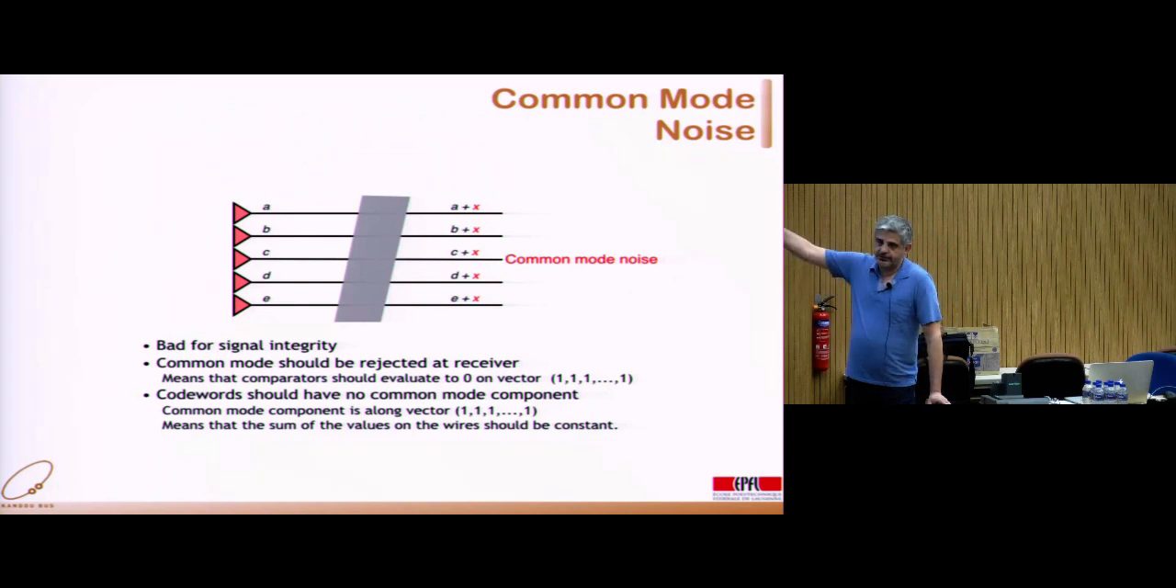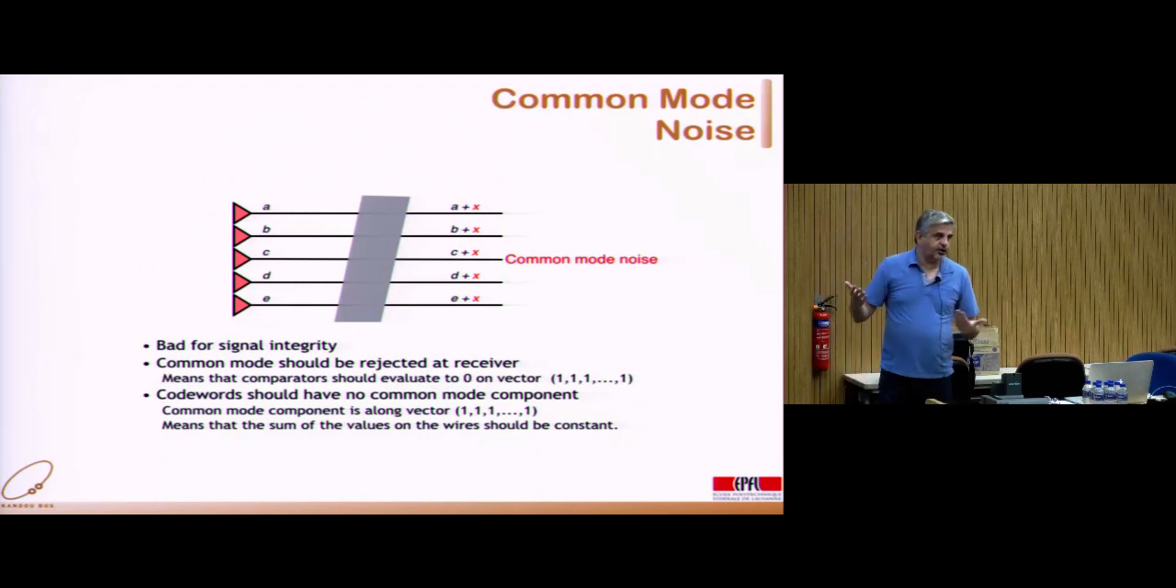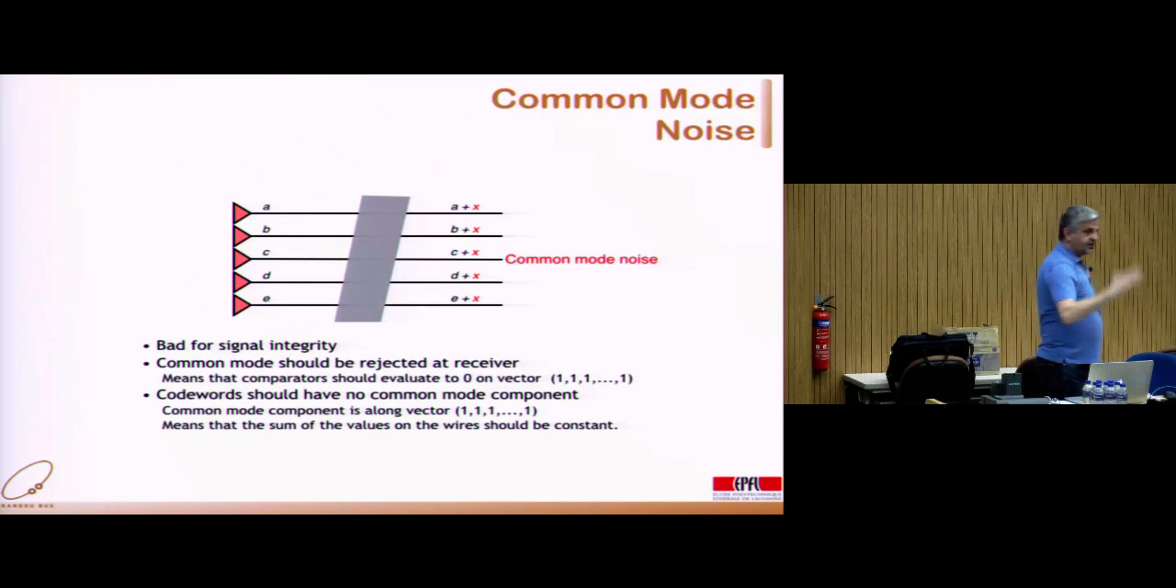If you look at it in this setting, the comparators should evaluate to 0 if you send the all 1 vector. Comparators are linear functions. If you apply the linear function on the new values, and the value of the linear function is 0 on the all 1 vector, then the x's here, they all disappear. And all the code words should be kind of orthogonal to this all 1 vector. These are the two things you want to have.